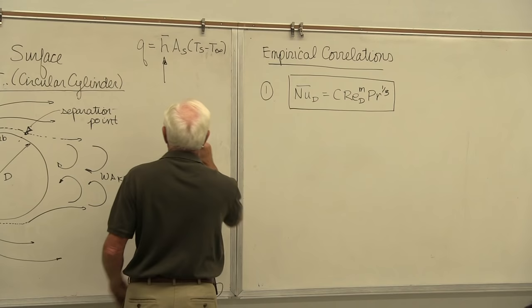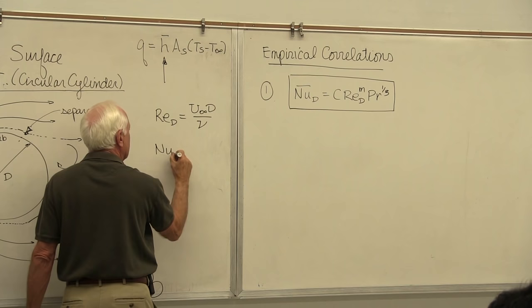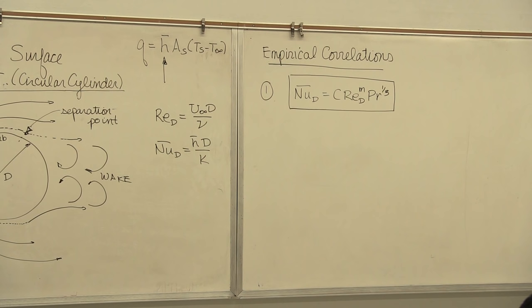Let's put these down. Reynolds number based on diameter D: U infinity D over nu. Nusselt based on D, that's the bar: h bar D over k. So now we base the Reynolds and the Nusselt on the outside diameter, capital D. For the flat plate, we base the Reynolds and Nusselt on the distance x, the distance from the leading edge of the plate. This is called the Hilpert equation.